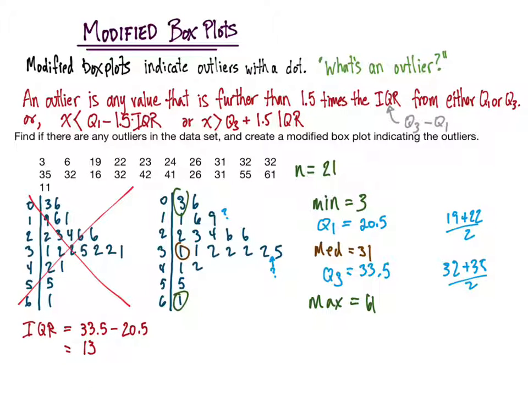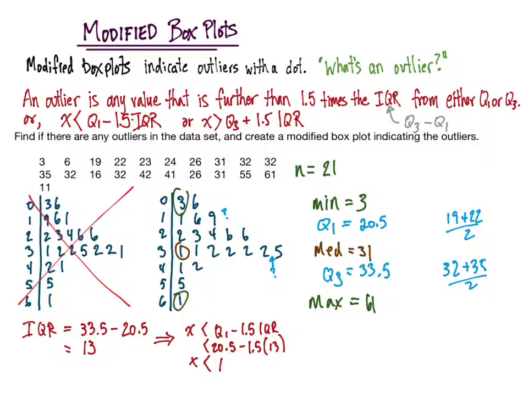So how do I figure out which values are going to be unusually low as an outlier or unusually high? An unusually low value will be any number that is less than Q1 minus 1.5 times that interquartile range of 13. So that'll be 20.5 minus 1.5 times 13. So any number x less than 1 would be classified as an outlier. But looking at my data, I don't have any numbers less than 1. So we don't have any unusually small numbers. Even though we have a 3 and a 6, those technically are not outliers. So no small outliers.